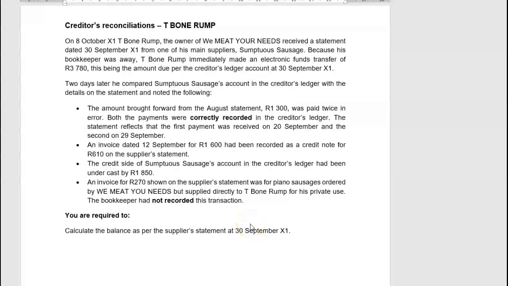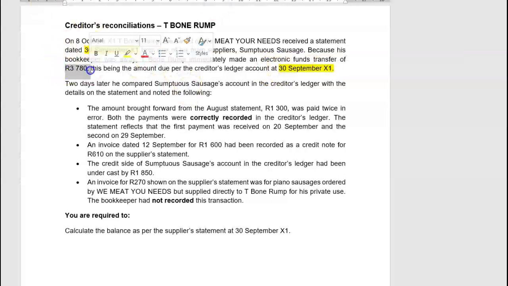Good, let's do an exercise for creditors reconciliations. On 8 October X1, TBone Rump, the owner of We Meet Your Needs, received a statement dated 30 September X1 from one of his main suppliers, Sumptuous Sausage. Because his bookkeeper was away, TBone Rump immediately made an electronic funds transfer of R3,780, this being an amount due as per the creditors ledger account as at 30 September X1.